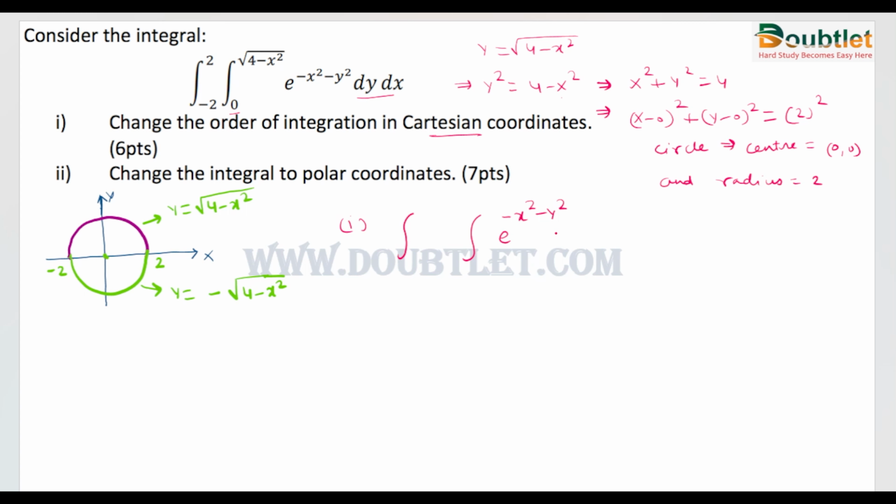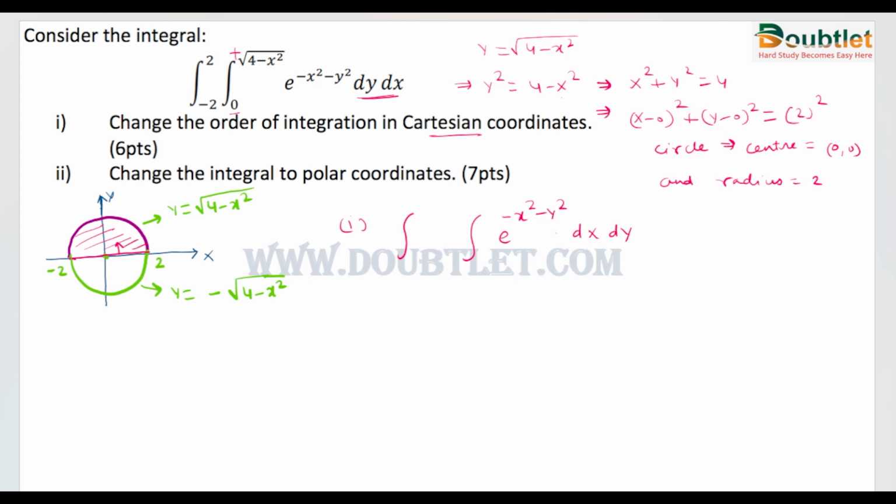First we need to find the limits. From the given integral of order dy dx, we know that the x limits are from minus 2 to 2 and y limits start from y equals 0. Basically this line is y equals 0, and we need to move upward to this circle, because this is the plus part of the root. So the violet color line will be the upper curve and this line will be the lower curve. So we are talking about this region. We will avoid the lower region because it is not given.